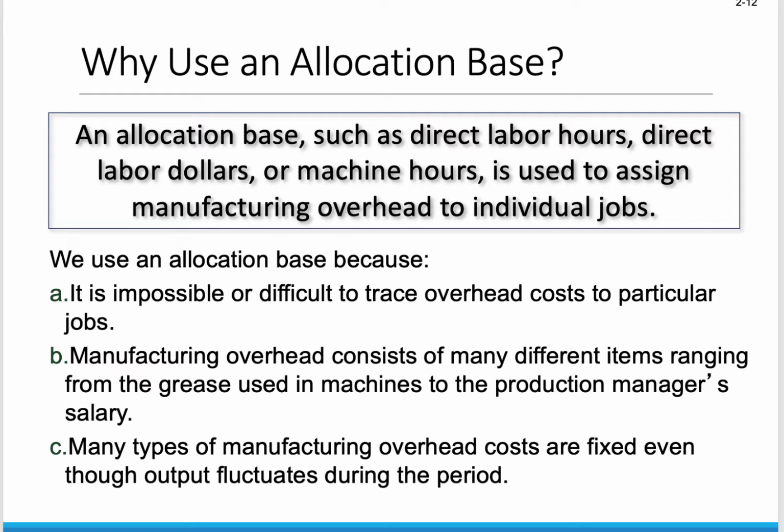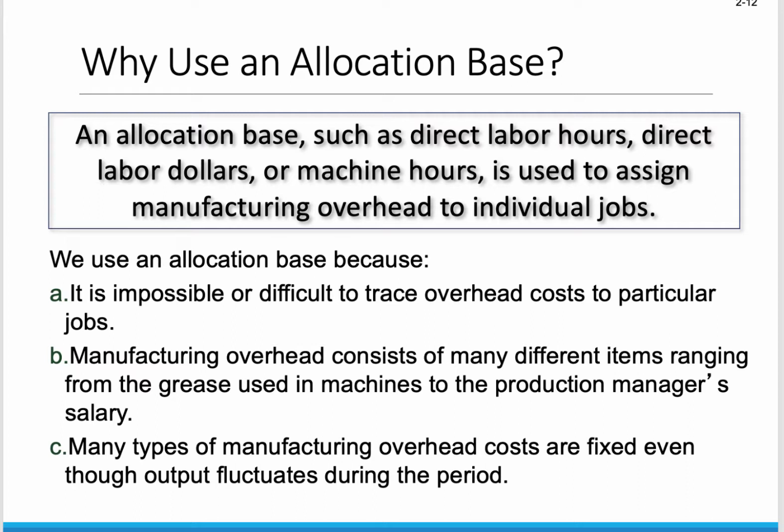So, grease. In chapter 1, we used the example of making a bicycle. Think about the grease that we use to grease up the sprockets and the chains to put on that bicycle. We can't easily and conveniently trace the cost of grease to each bike. So guess what? We lump it in as manufacturing overhead.